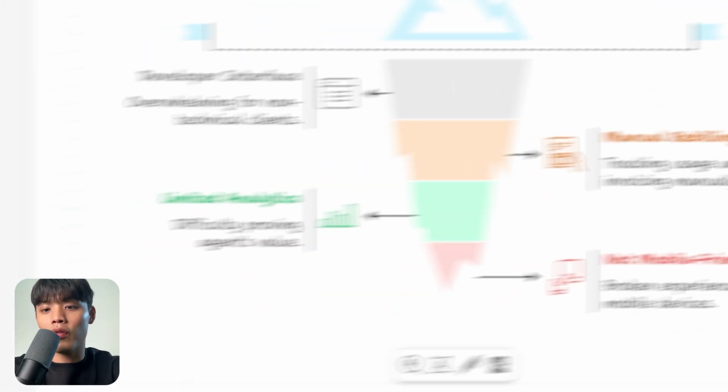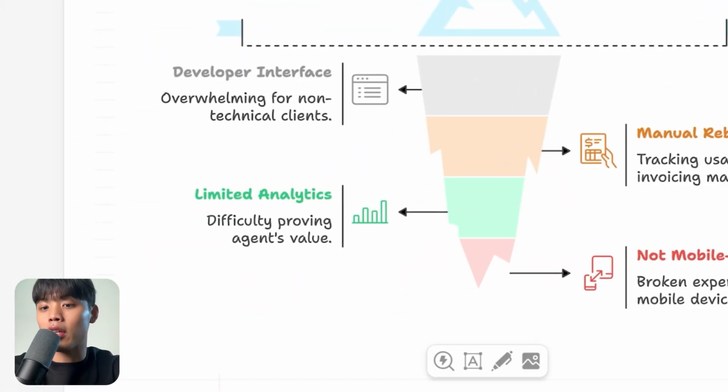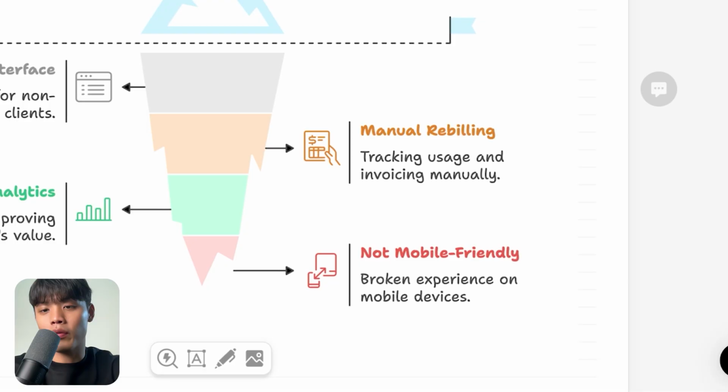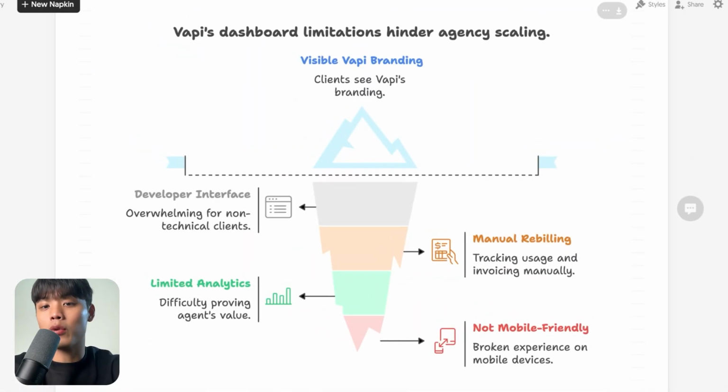On top of that, the VAPI dashboard has limited analytics. It's difficult to prove the true value of your agent when you cannot build custom KPIs or reports your clients actually understand, like booked appointments and some other stuff. And last but not least, it's not mobile friendly. If your client tries to track their agent's performance on their phone, the experience breaks. I see so many agencies sending spreadsheet reports and Stripe links to clients. It is time consuming, unprofessional, and this is exactly why we built ChatDash.